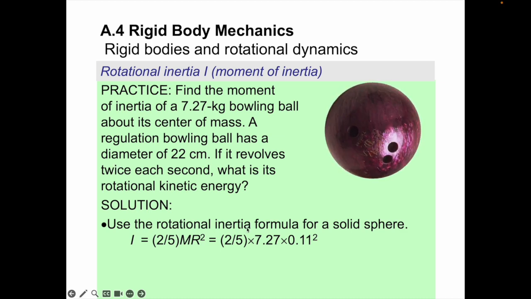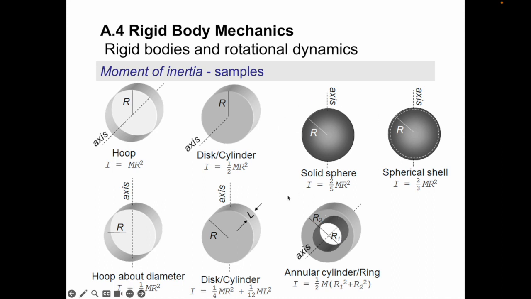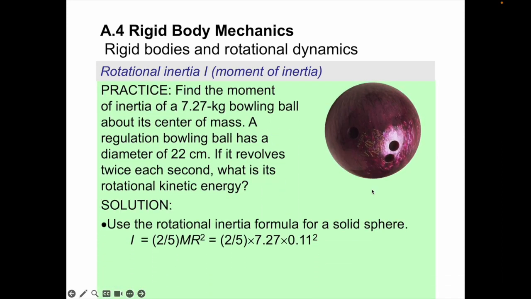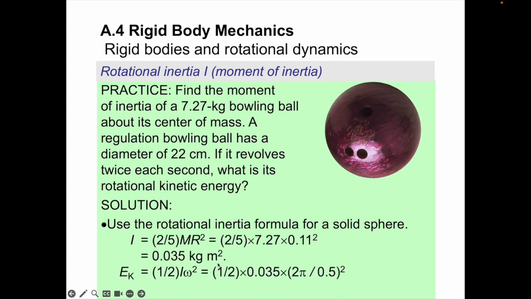We can use the rotational inertia formula for a solid sphere. So if we look back, we can see the solid sphere formula here. Let's use that one, and that's our 2/5 mr squared. So we end up with 2/5 times the m times our r squared to get our 0.035 kilogram meters squared. And we're really looking for the kinetic energy. So once we find our moment of inertia, we can plug in for our kinetic energy. The kinetic energy then is half of our moment of inertia times our angular velocity squared. Remember, angular velocity is angle over time.